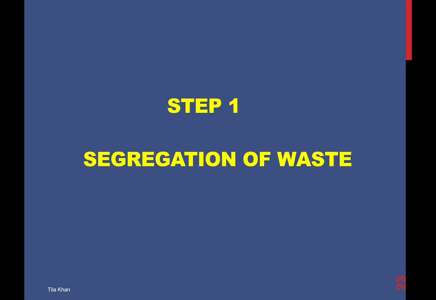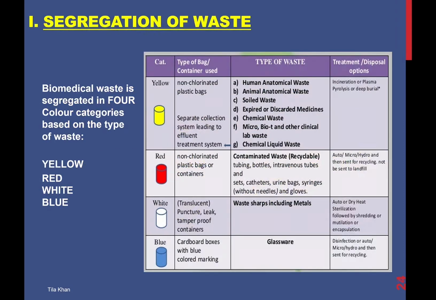So step 1 is segregation of waste. Biomedical waste is segregated in 4 categories that can be seen in terms of different colors, so that it is easy for us to understand and also to identify. The 4 colors are yellow, red, white, and blue. Here in IIT Kharagpur, we are following so far the yellow, white, and blue colors.